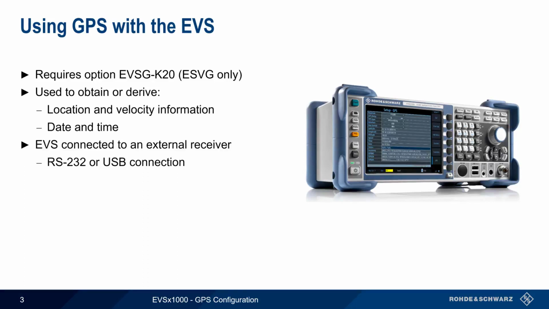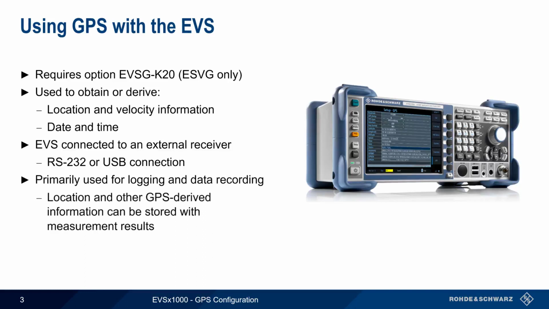Although the GPS data can be viewed in real time, the primary use of this data is for logging and data recording. That is, the location and other GPS-derived information can be logged and stored together with measurement results.